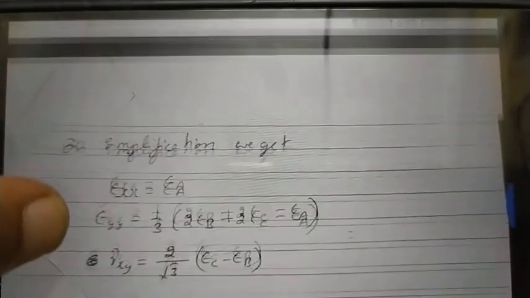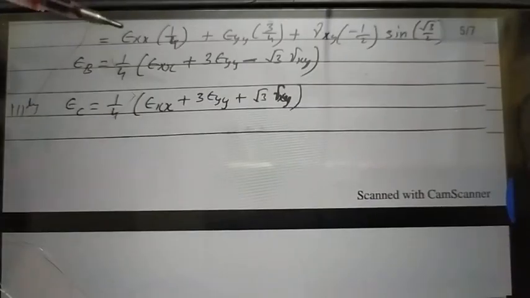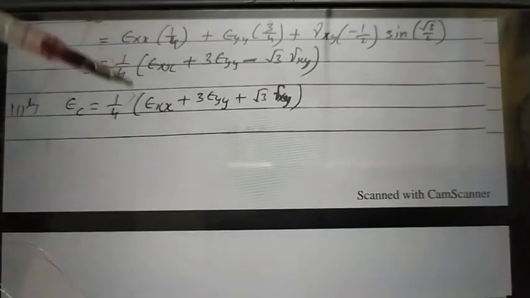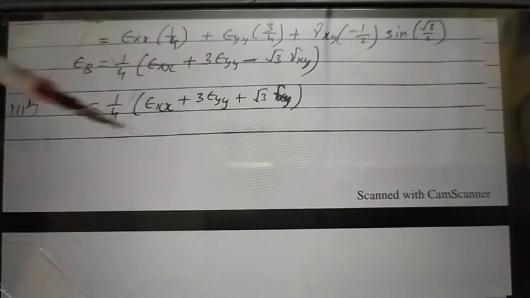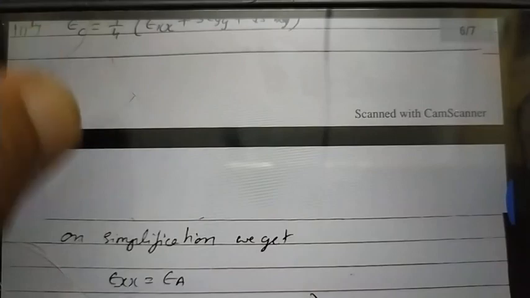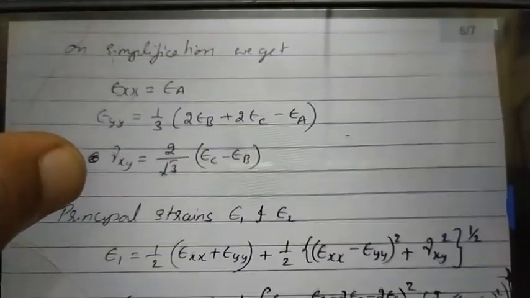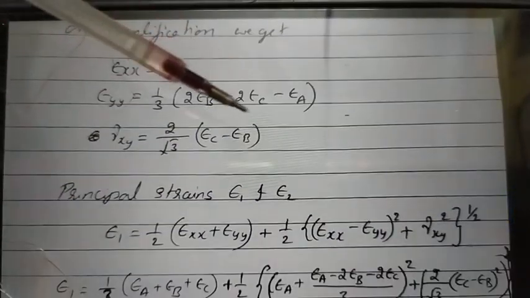These two expressions you have got here, epsilon B and epsilon C, if you simplify these two equations, you are going to get the values of epsilon xx, epsilon yy, and gamma xy. So by that you are going to get these expressions.